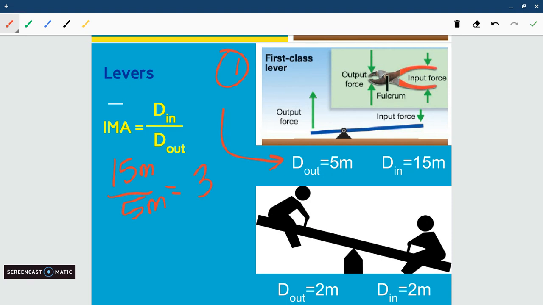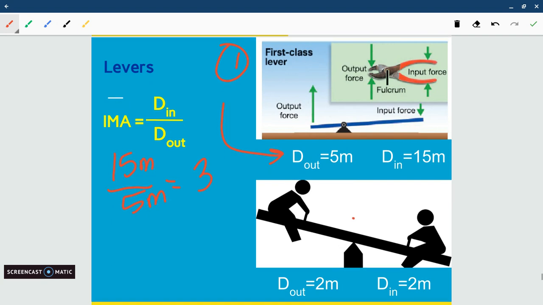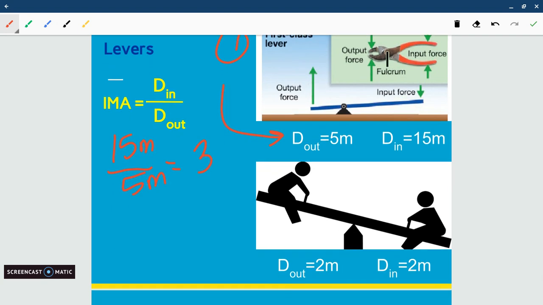So if the input is farther away from the fulcrum than the output, you will get a mechanical advantage greater than 1, which means it increases the force that you are applying. In the next example, the teeter-totter or seesaw, the two children happen to be the same distance from the fulcrum, so I have 2 meters over 2 meters, which is a mechanical advantage of 1.